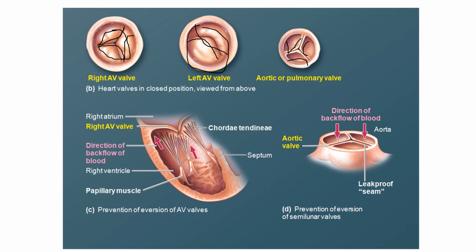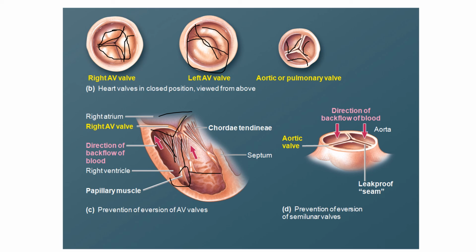Again, the eversion of the AV valves is prevented by tension of the leaflets by the chordae tendineae, which are these fibrous strings here. The AV valves are in between the atria and the ventricles. Then the papillary muscles will also help to contract and snap shut those valves when we have the blood flowing through them.